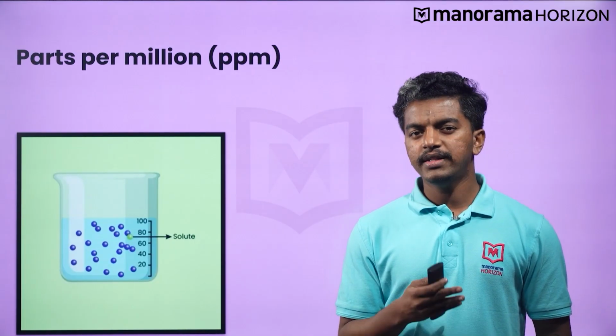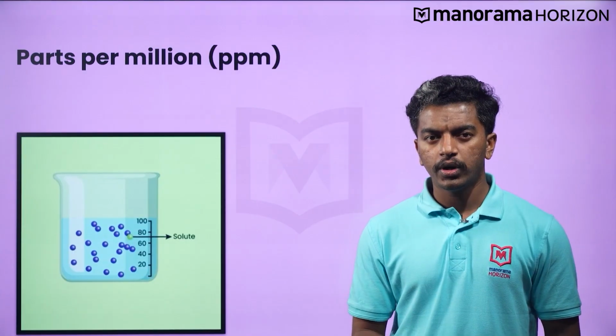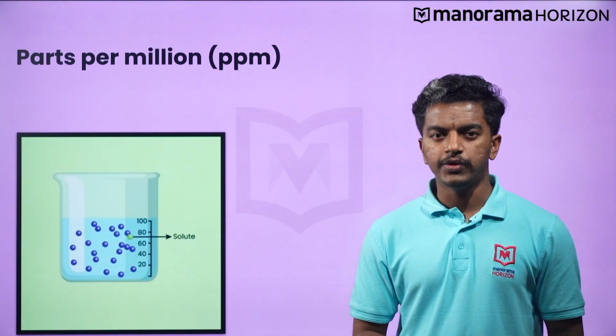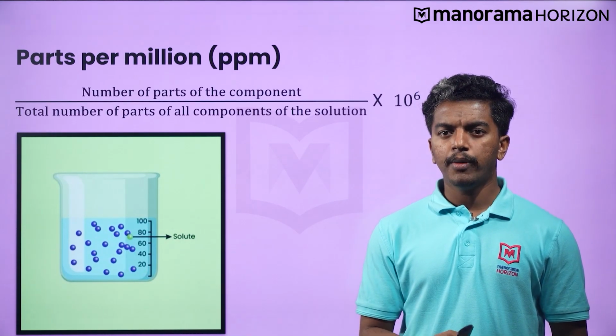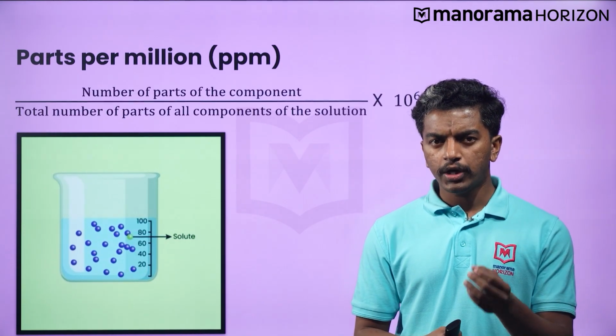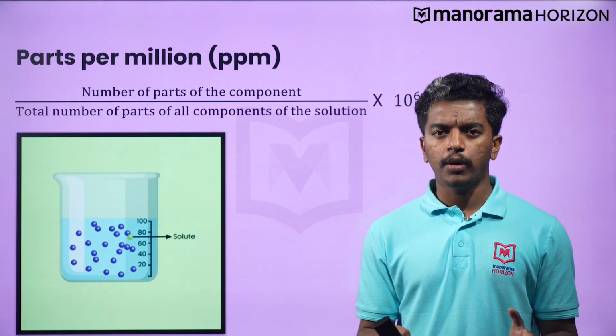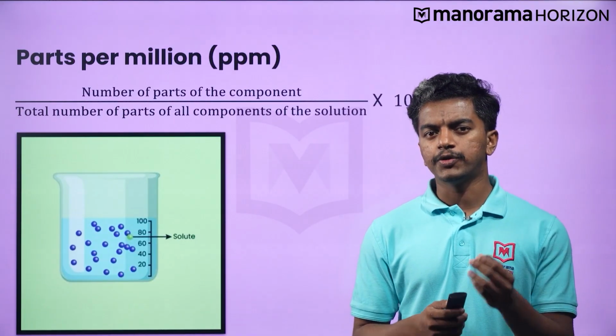Parts per million is defined as the parts of the solute per million parts of the solution. Mathematically, it is written as the ratio of the number of parts of the component to the total number of parts of all the components multiplied by 10 raised to 6.